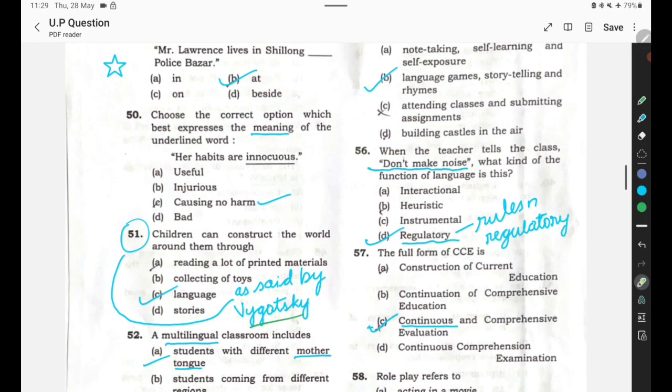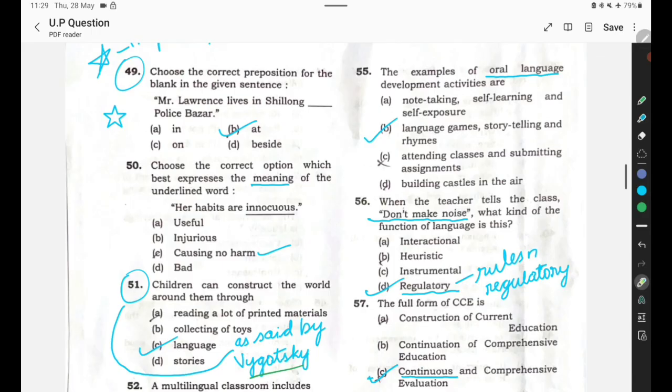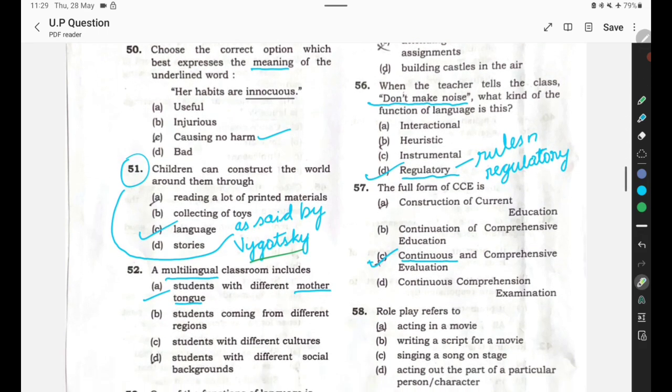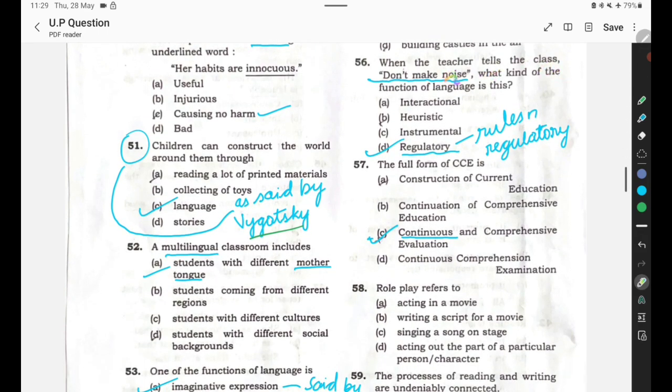Okay. Now coming to 55. The examples of oral language development activities are language games, storytelling, and rhymes. 56. When the teacher tells the class, don't make noise, what kind of function of language is this? For don't make noise, it is regulatory, or rules and regulations, because every institute has its own rules and regulations.